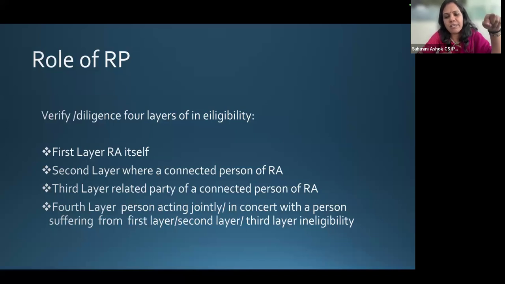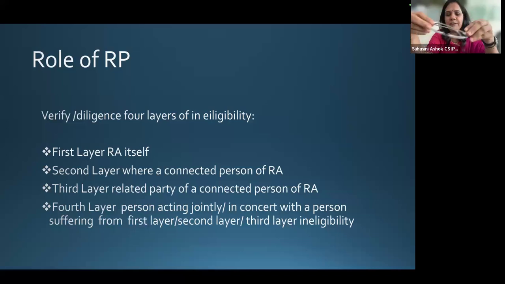Then again the fourth layer, if we have some other person, say company D, ABC Limited, that fourth layer person, suppose A is related to ABC Limited, B is related to ABC Limited, C is related to ABC Limited, then ABC Limited is again coming under the fourth layer. So all this we have to verify.